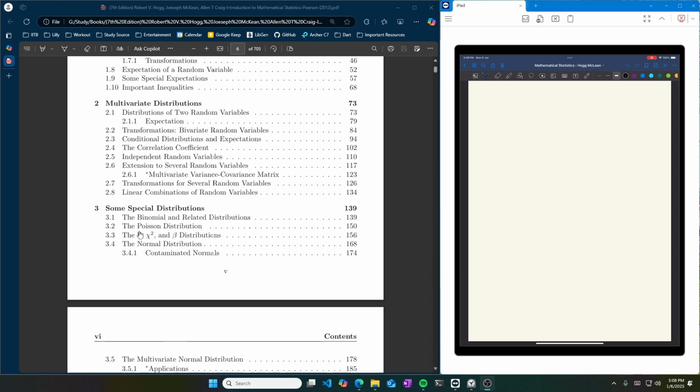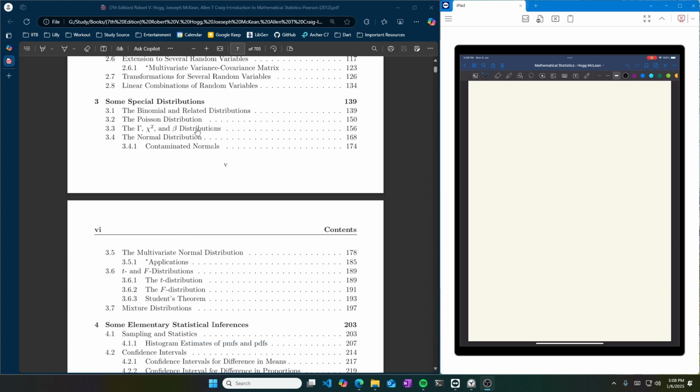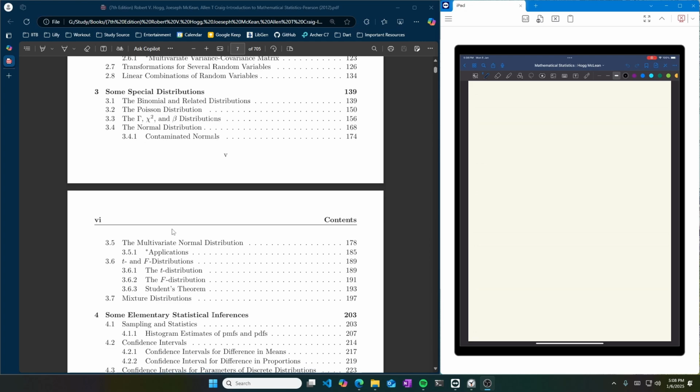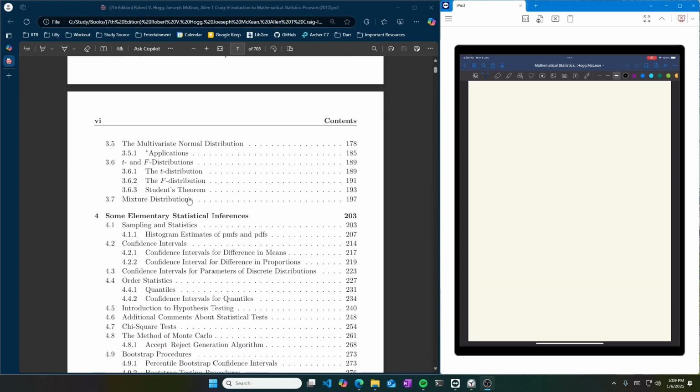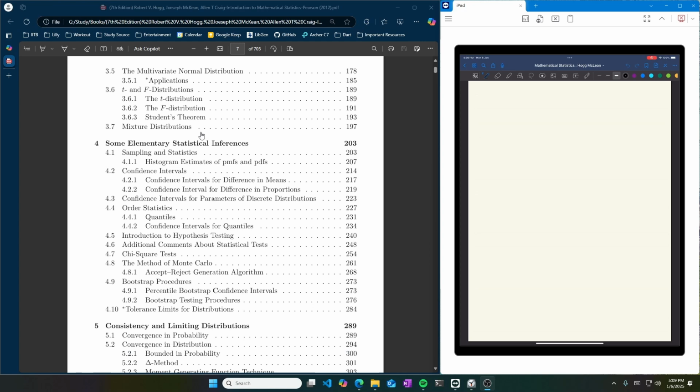Right, all right. Then we'll look into some of the most common distributions: binomial, Poisson, chi-square, beta, gamma, the normal distribution, multivariate normal distribution. I think the multinomial distribution is another one. I don't see that here. It's all right. Then t and F distributions, Student's theorem. All right. Student's t we'll get to see.